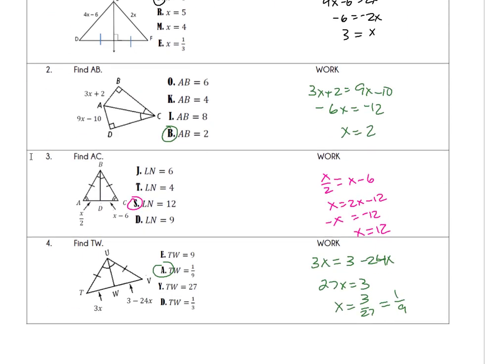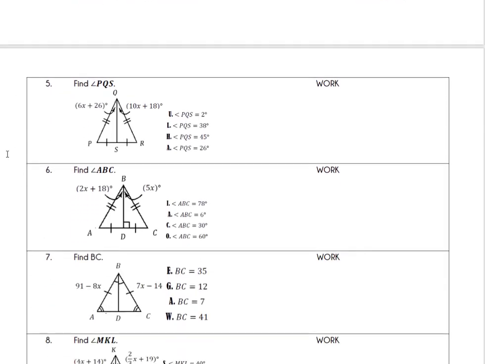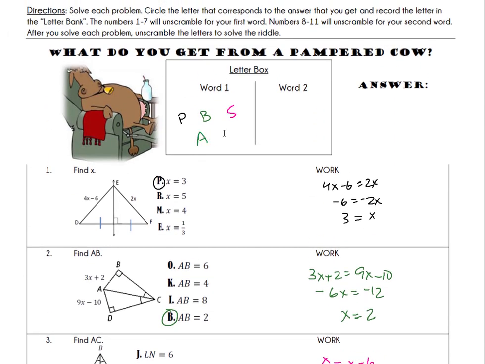And this is for numbers 1 through 7. Okay, let's look at number 5. For number 5, since we have an angle bisector, these two angles are congruent. And we can say 6x plus 26 equals 10x plus 18. Take away 10x from both sides. Minus 4x is equal to, and 18 take away 26 is going to be a negative 8. Negative 4x is a negative 8. Divided by negative 4, x is equal to 2. So we get a U for our scrambled letters out of that one.